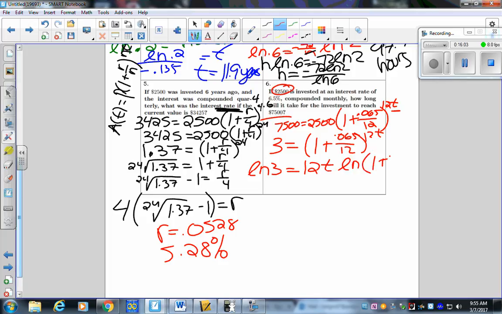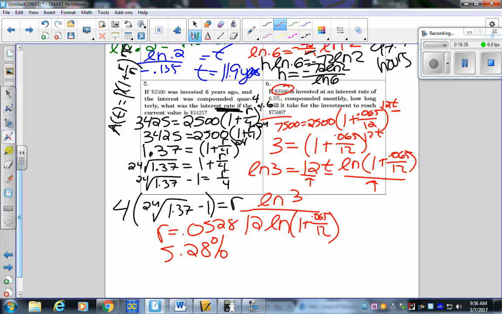Remember, this is just a number. 1 plus 0.065 divided by 12 is a number. If I take the log of it, it's a number. Okay, so don't overthink that, and because it looks messy, I'm just leaving it. I just haven't calculated yet, so I can get, like we said, the closest answer. So I've got 12 times some number times some number. Well, I'm solving for t, so we can divide by these first two things. So I've got the natural log of 3 divided by 12 times the natural log of 1 plus all this. And I can just type that into my handy dandy calculator to get my answer.